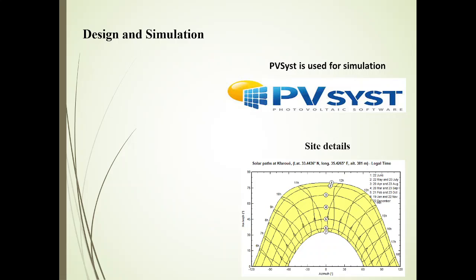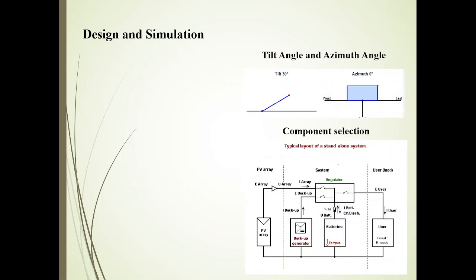The first step of design is set according to the site location. PVSyst will give the optimal orientation of the panels. For this site, it is tilt 30 and azimuth 0, facing south.